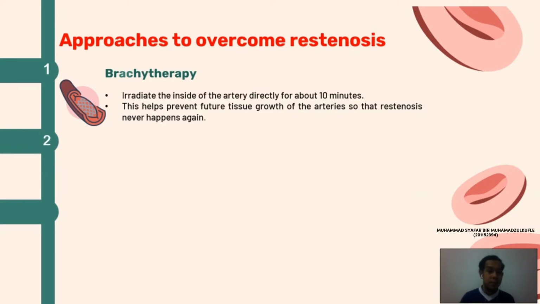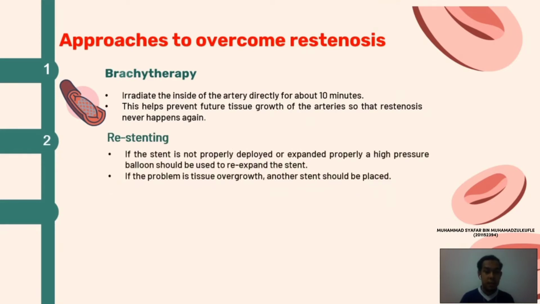For number 2, do restenting. If the stent is not properly deployed or expanded properly, a balloon at high pressure should be used to re-expand the stent. If the problem is tissue overgrowth, another stent should be placed.